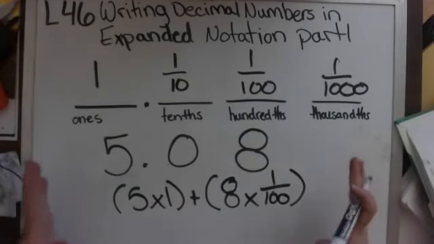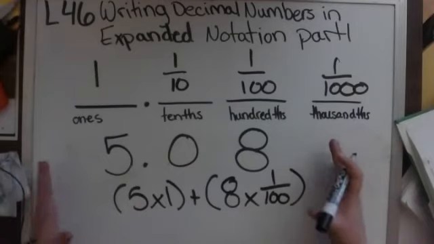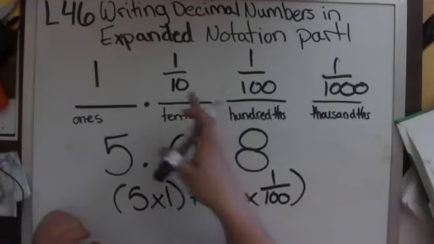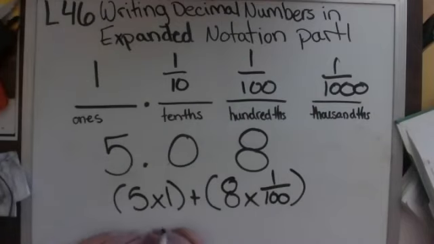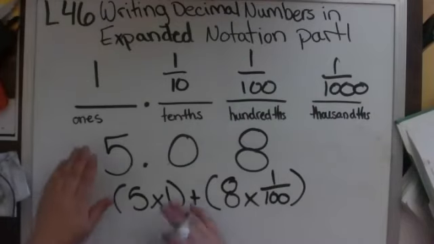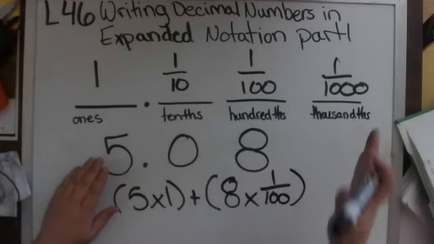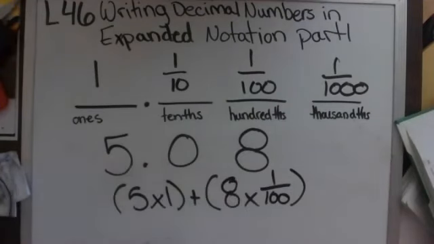So this is expanded notation for decimal numbers. Okay, remember that you need those fractions times by for each decimal number. So this is again ones, tenths, hundredths, thousandths. That is lesson 46, part 1, writing decimal numbers in expanded notation for course 1.